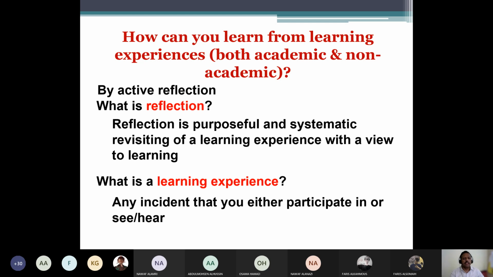Reflection is purposeful, systematic revisiting of a learning experience. I gave you an example in the beginning: if you have a football match and you make some mistakes in that match, before the next match you will try to solve these issues. So you learn how to improve, and then you correct it in the next match. This is called reflection.